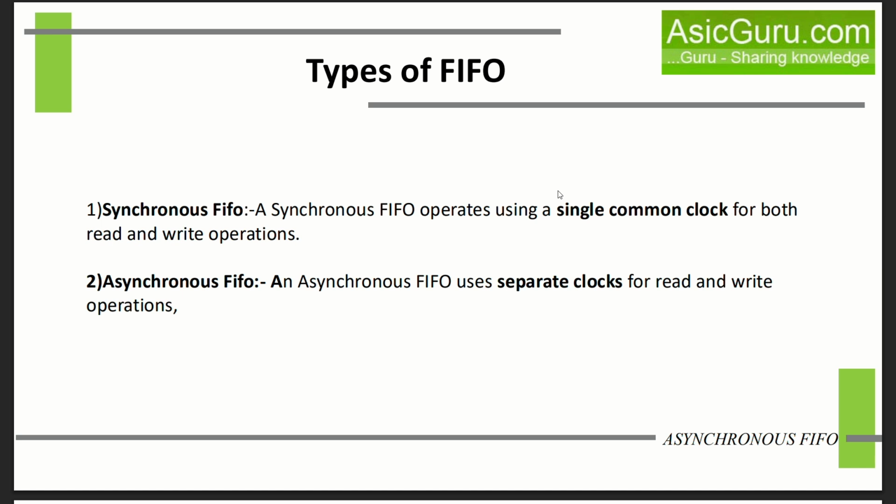Types of FIFO. FIFO is categorized into two types. First is synchronous FIFO and second is asynchronous FIFO. In synchronous FIFO, both read and write operations are done using a single common clock, but asynchronous FIFO uses separate clocks for read and write. Now why is asynchronous FIFO needed? Let's say your CPU is running at 1 GHz and your peripheral is running at 100 MHz. How will they exchange data reliably? That is where asynchronous FIFO comes in.